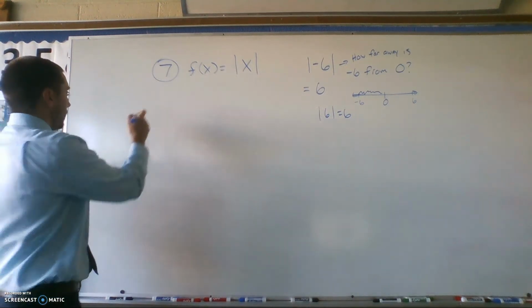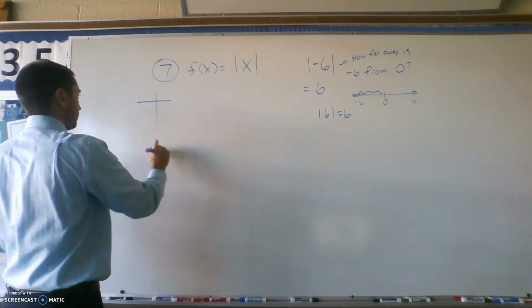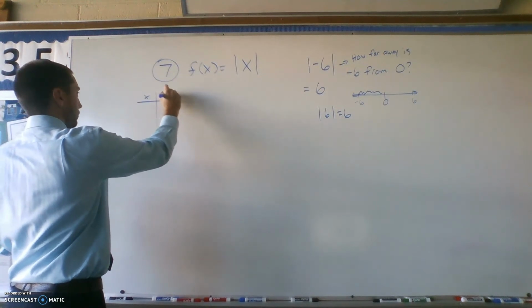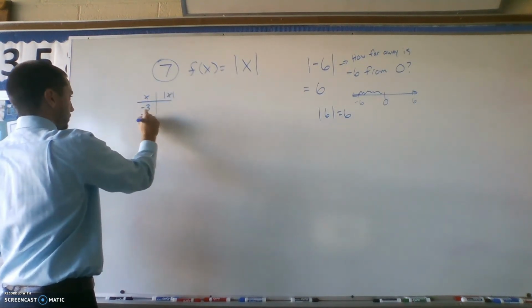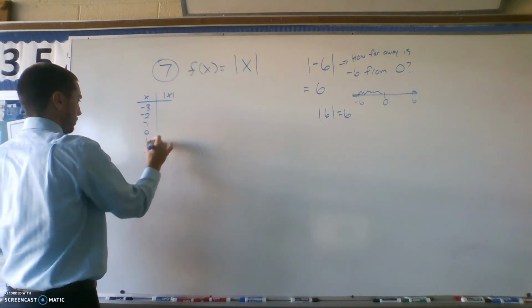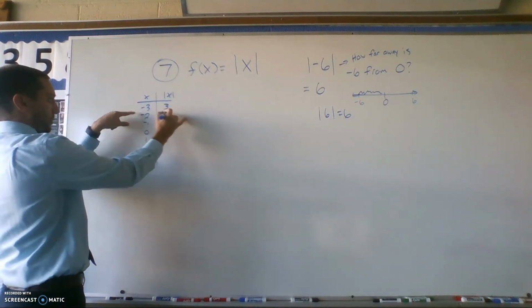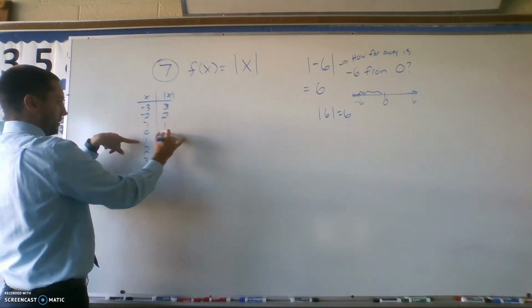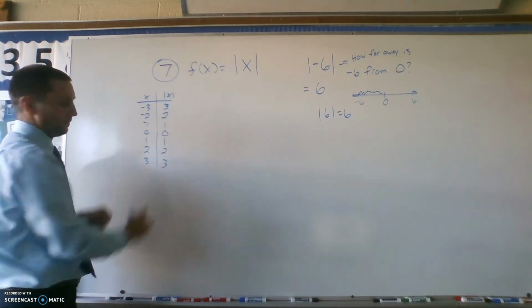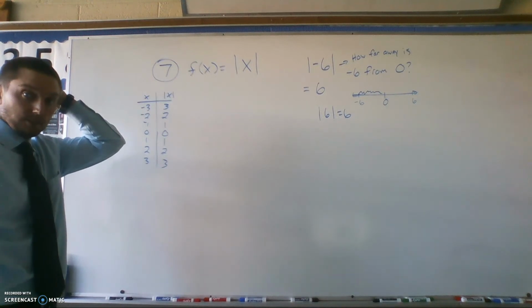All right, so if you want to make a quick table here, so -3, -2, -1, 0, 1, 2, 3. So your output, if it's -3, output is 3, 2, 1, 0, 1, 2, 3. So there we go. Nothing too crazy here.